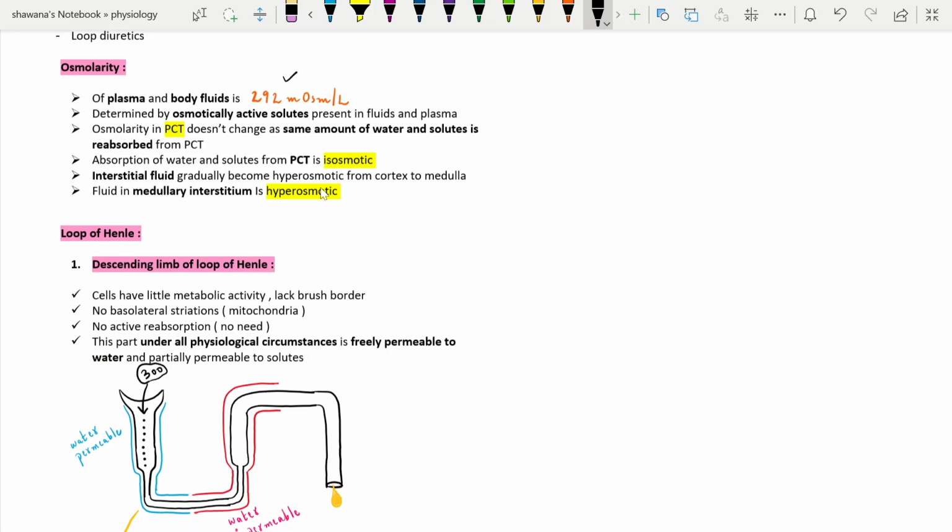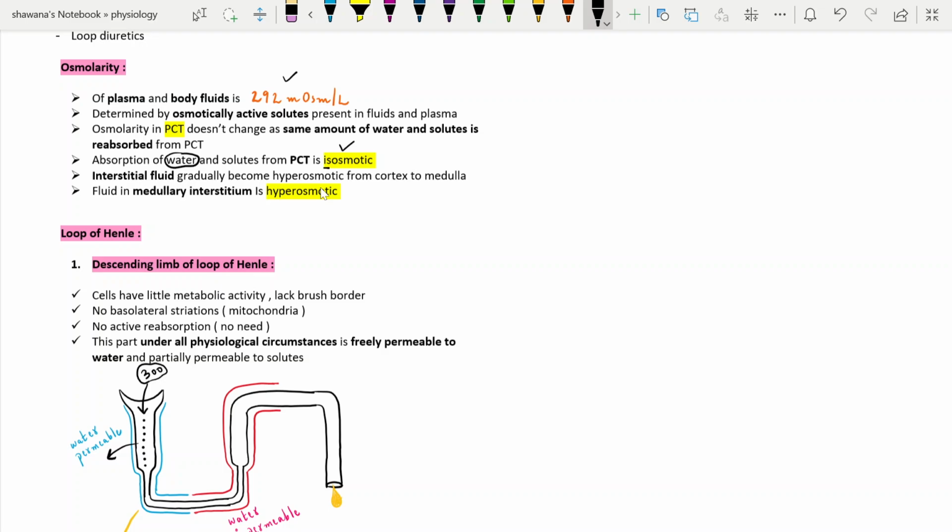Students may be confused that a lot of solutes are reabsorbed from the PCT, so maybe the osmolarity has increased. But the truth is that absorption of water is also occurring along with the solutes. The same amount of water and solutes are being reabsorbed from the PCT. Absorption of water and solutes from the PCT is isoosmotic.